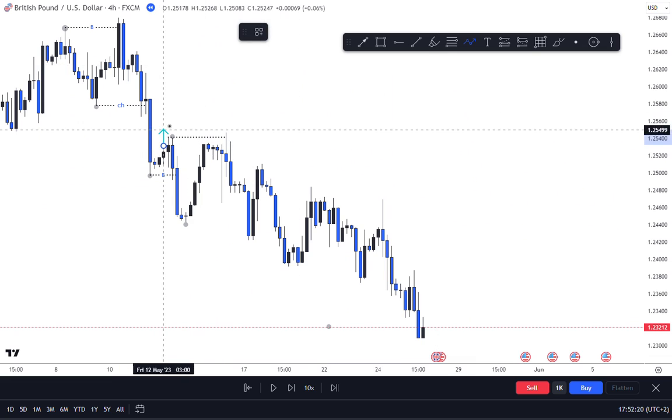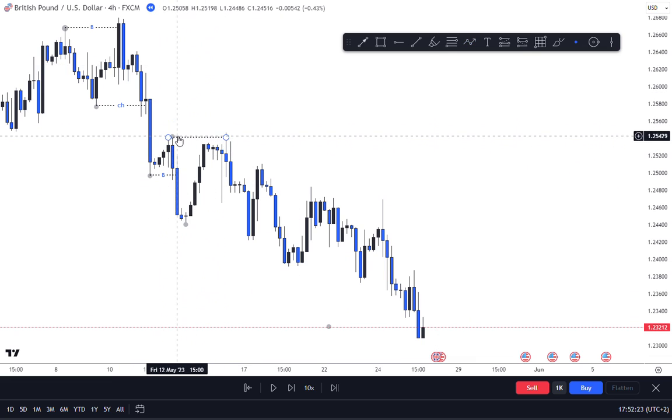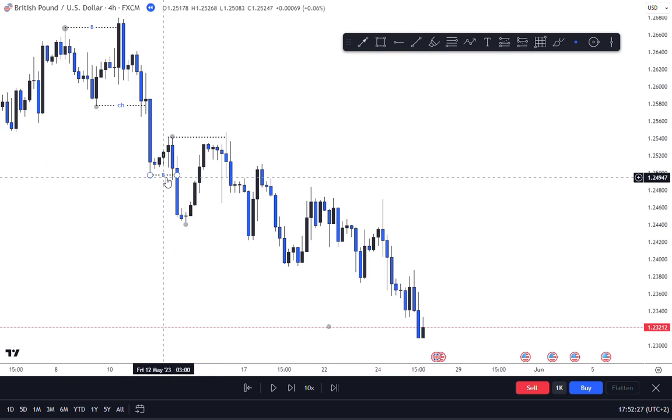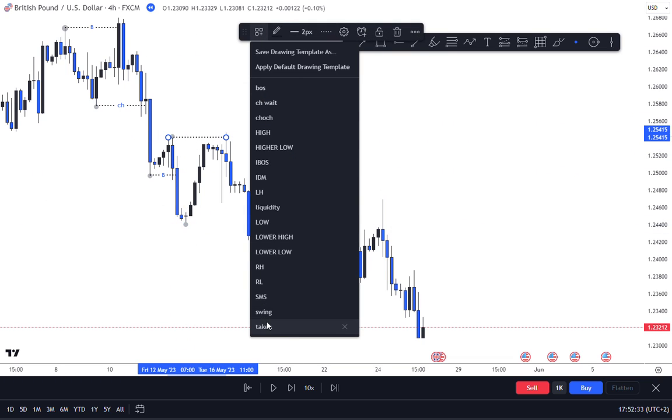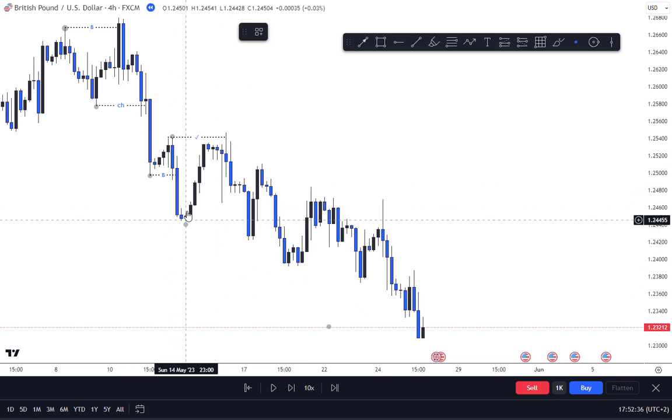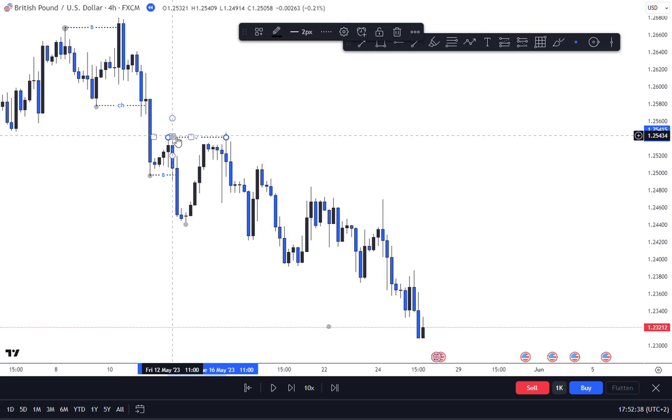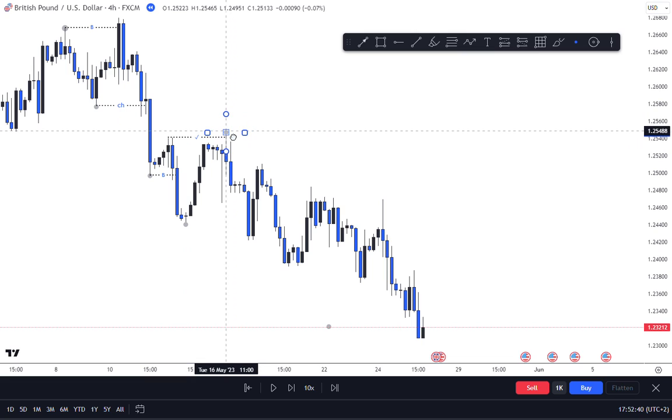You just transfer this low from here to here, okay? This high from here to here. You transfer this high from here to here, and then this low will no longer be valid. This low will move to here. So what I mean is that this here is our liquidity grab, and then this will be our high.